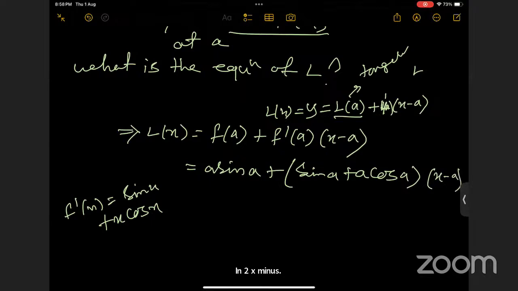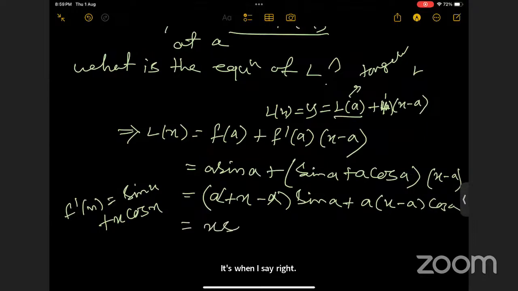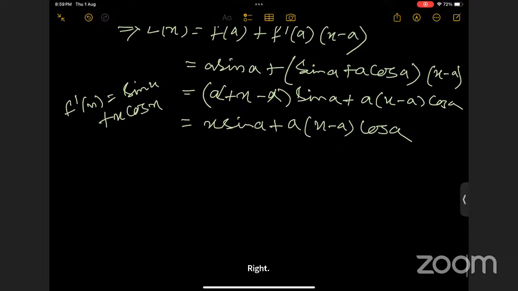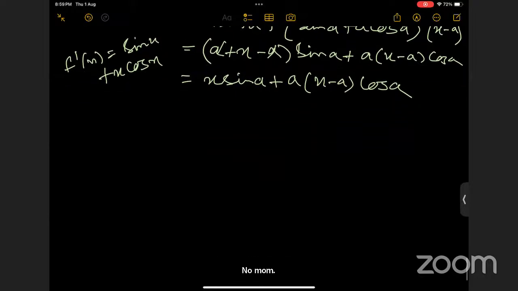Yes, ma'am. So we can simplify it, then it will be a sin a plus a into x minus a cos a, right? The a will be cancelled out, then it will be a sin a plus a into x minus a cos a, right? Okay, so this is the function L. Any doubt with this? No, ma'am. Okay, so we can move to the next example.